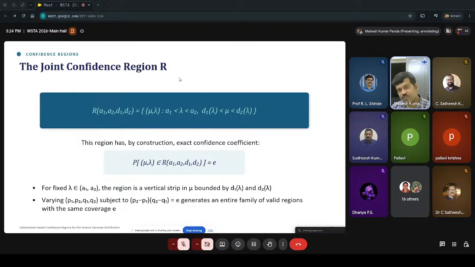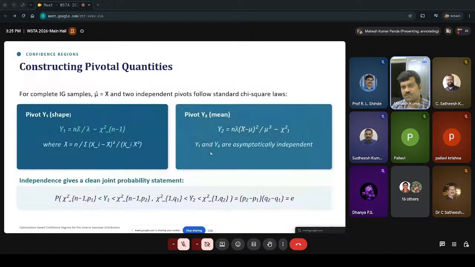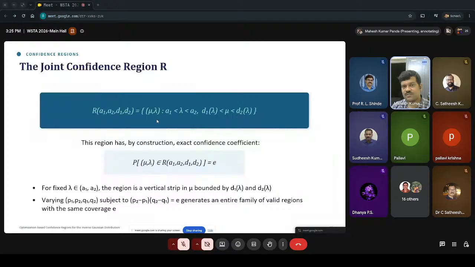So the joint confidence region for both the parameters is basically what? A1 less than lambda less than A2, and that is what you get from this A1 and A2. And for mu, it is d1 lambda and d2 lambda. Again, this would be depending upon the lambda quantities. So this is the joint confidence region for both the unknown parameters lambda and mu. So now the probability of this would be E.